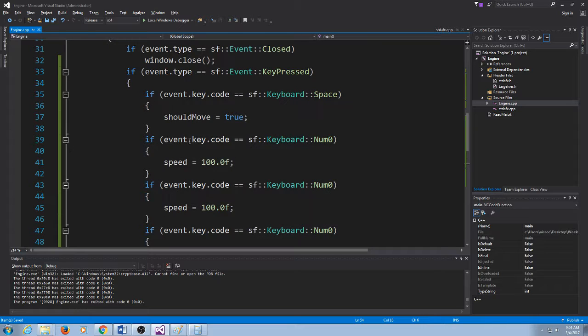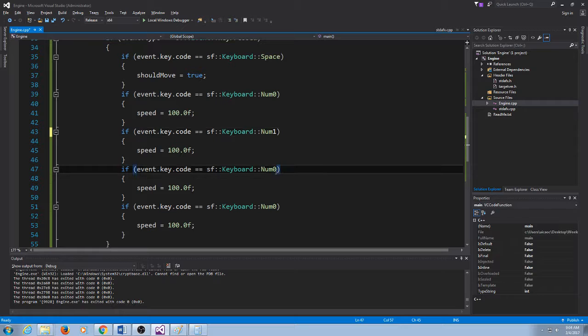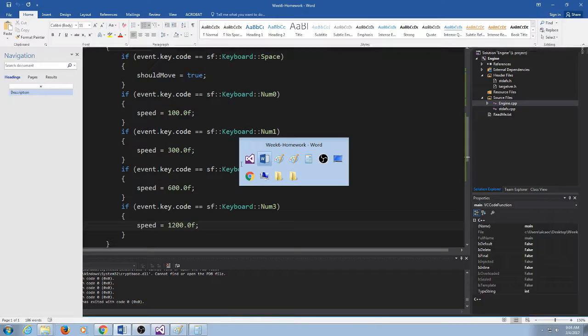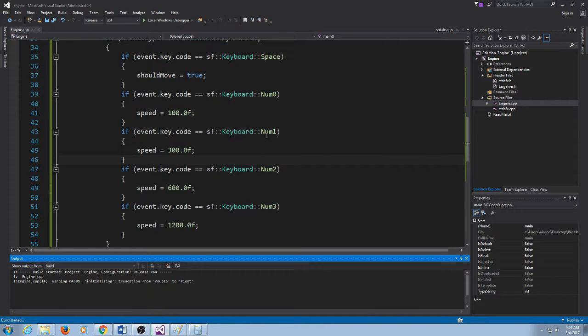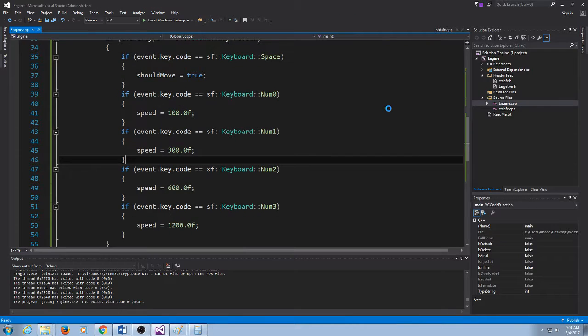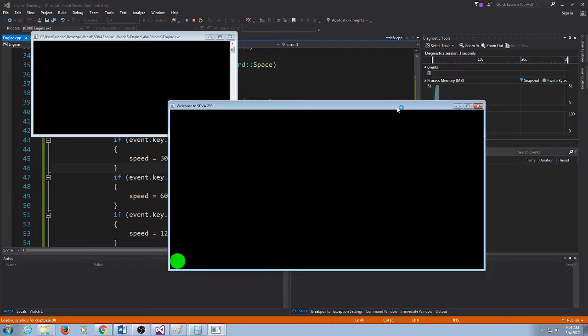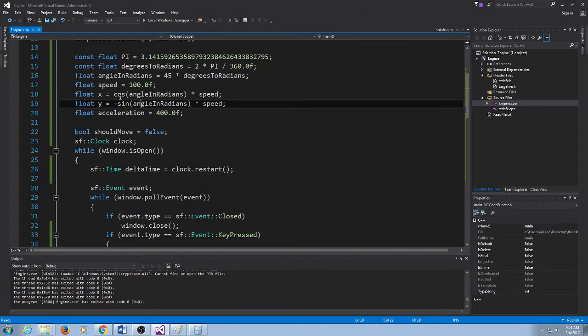It's a little bit simpler that way. But I'm just going to do num1, num2, and num3. And since I have this speed as a variable, all I have to do is just change this. So 1200 pixels per second. So now my ball by default launches at 100. But if I restart it and press 1, 300. Oops, this is not correct either.